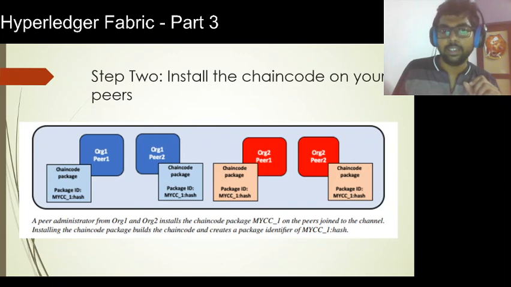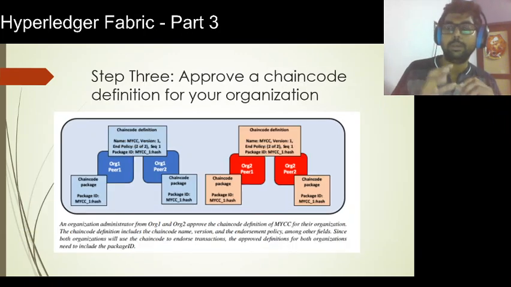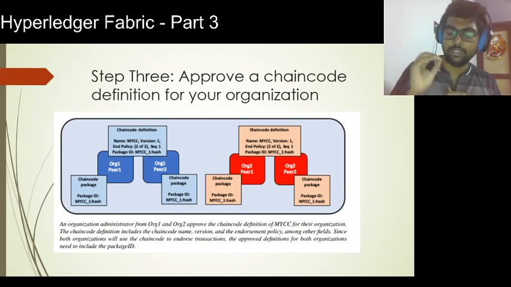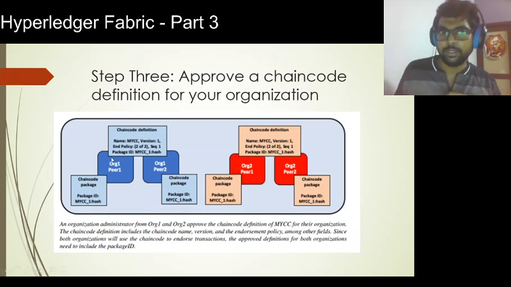Okay, now you can see approve the chain code. Now someone in step 2, maybe the administrator of the peer node, has installed it. Once we install, the chain code definition is: my name is mycc, version 1, endorsement policy 2 of 2, sequence 1, package ID is some hash. Okay, now the chain code definition is there, because these two are my ledger, right? And I have deployed this. So the organization administrator now needs to approve the chain code definition for mycc for the organization.